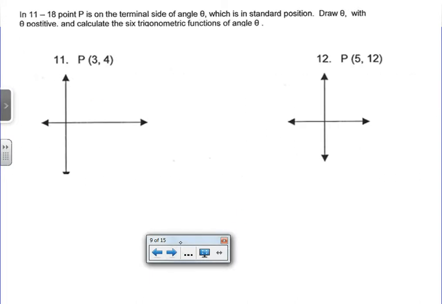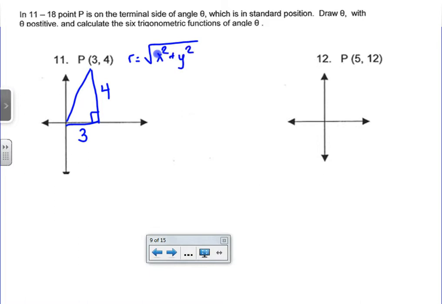On the next part of the homework, they're going to want you to draw the point. So in this case, we're at 3, 4. Pretend that looks like a right triangle. That means the x and the y are 3 and 4, and you need to find the r value by doing your distance formula or Pythagorean theorem problem. Fill in the r and then come up with your 6 trig functions.